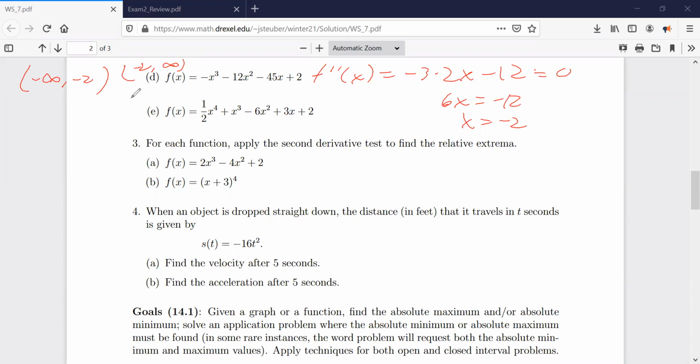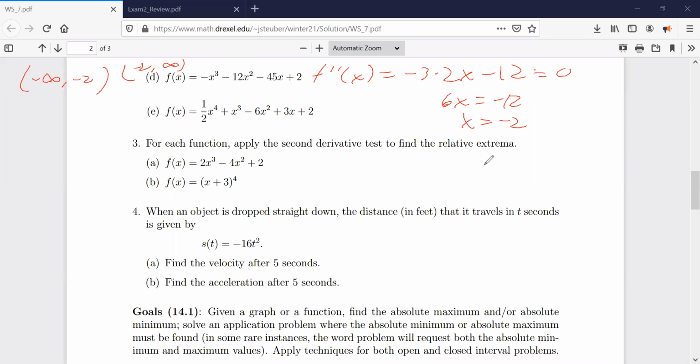What do people think I should pick as a test point? What is the standard rule? If possible, you always pick this thing as a test point? 0. Exactly. Thank you, guys.